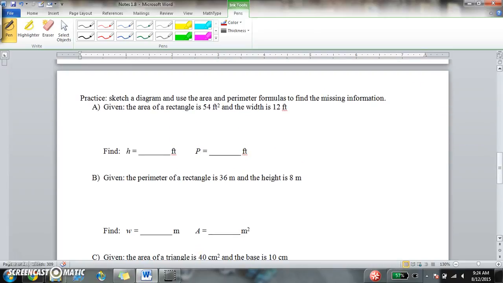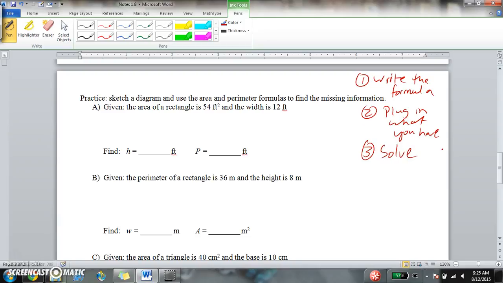On the back, whenever you're given information like this, so these kinds of problems, you're always going to write the formula, then plug in what you have, and then solve for what you need.